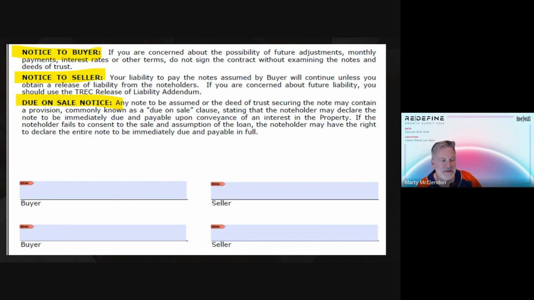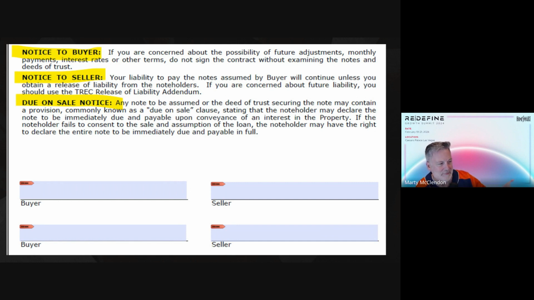And then lastly, this should have been on the seller financing as well, but it says any note to be assumed or the deed of trust securing the note may contain a provision commonly known as a due on sale clause, stating that the note holder may declare the note to be immediately due and payable upon conveyance of an interest in the property. If the note holder fails to consent to the sale and assumption of a loan, the note holder may have the right to declare the entire note to immediately be due and payable in full.